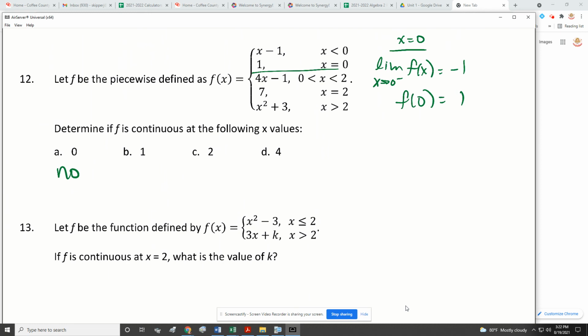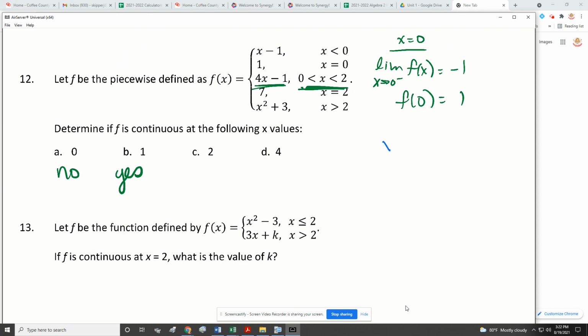All right? And then 1 falls in this range. In this range, I use the function 4x minus 1. 4x minus 1 is a continuous function. It's a linear function. So if we're falling in that range, we're definitely continuous there.